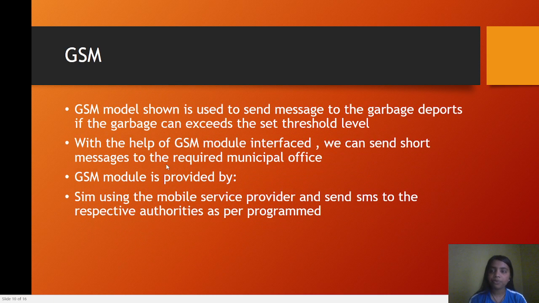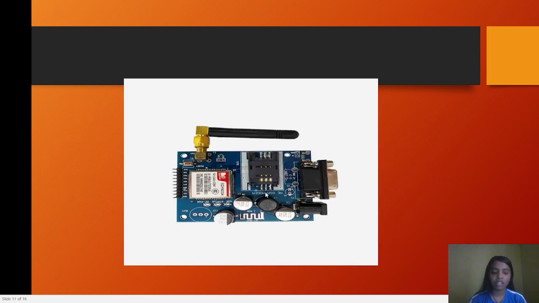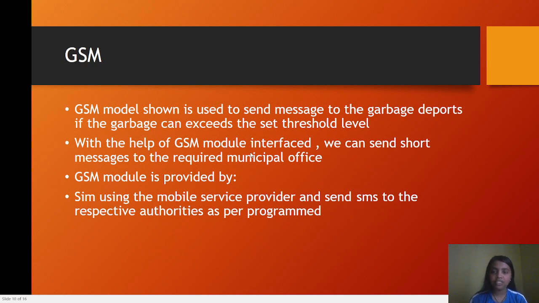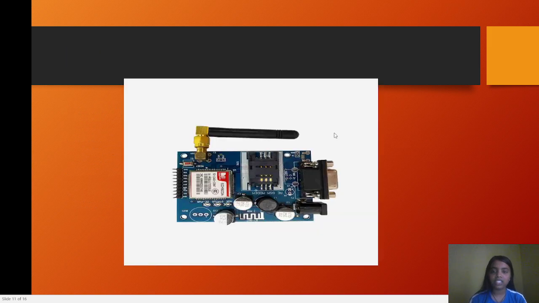The other hardware component is the GSM module. The GSM module shown is used to send a message to the garbage depots if the garbage can exceeds the set threshold level. With the help of the GSM module interface, we can send short messages to the required municipal office. The GSM module is provided with a SIM from the mobile service provider and sends SMS to the respective authorities as programmed.